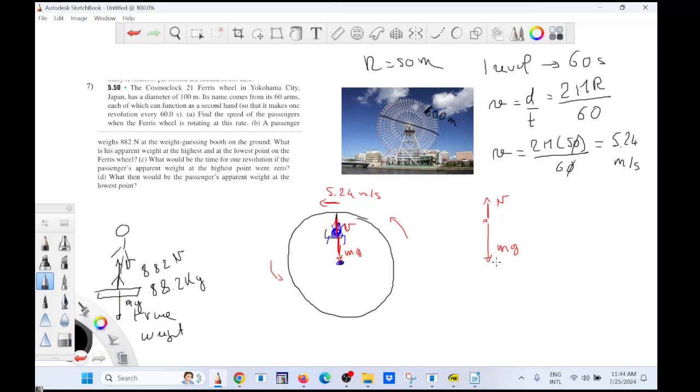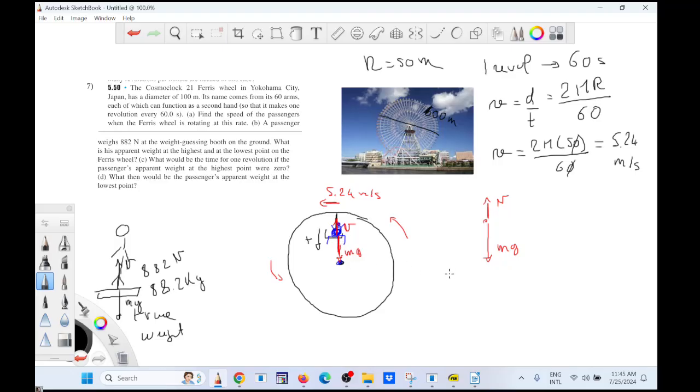You need to have enough force pushing the person down so it doesn't go off track. So we always take toward the center to be positive as a direction. So the acceleration will be in this direction. So now we can use Newton's second law.